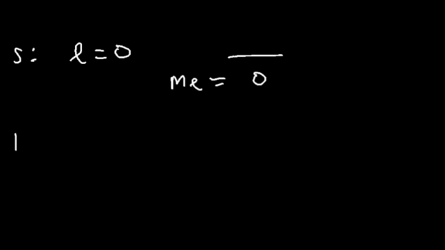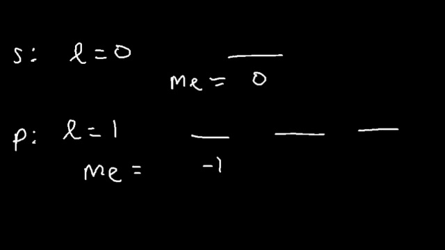So keep in mind, whenever you have the S sublevel, L is equal to 0. And S only has one orbital, so that means ml is also equal to 0. For the P sublevel, L is 1. And whenever L is 1, ml could be 3 values. P has 3 orbitals. And ml can be negative 1, 0, and 1. We talked about D already. It has 5 orbitals.